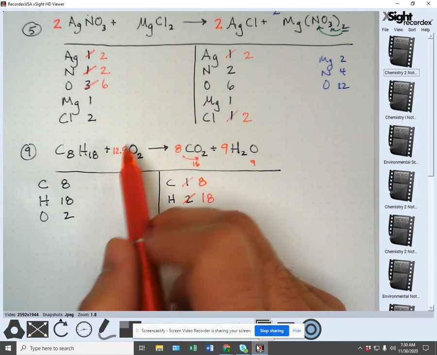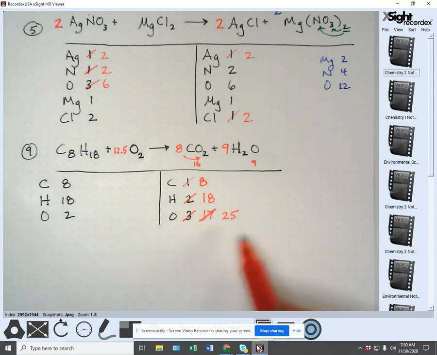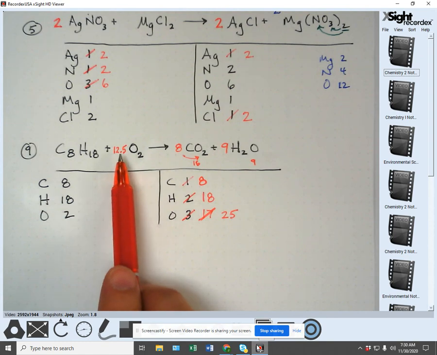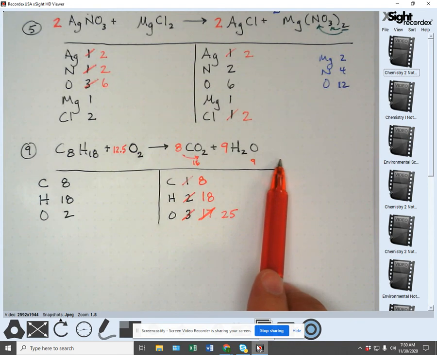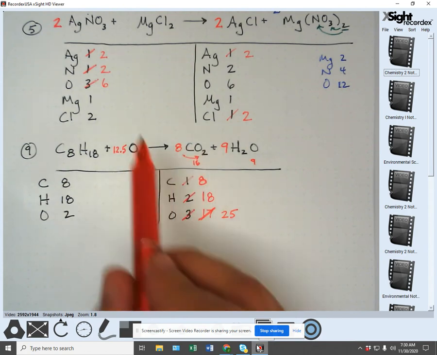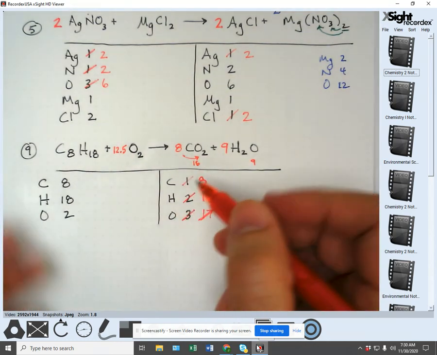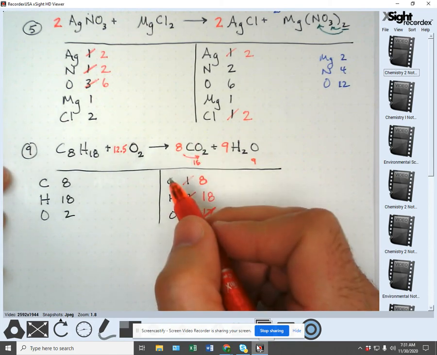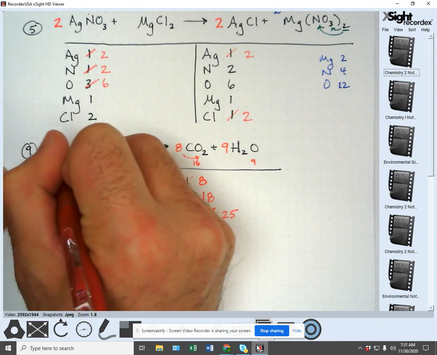Not in balancing. But here's a little trick. Instead of having to work your way back through the whole thing, oxygen is the only one that's not balanced, correct? So if we were able to put 12.5 here, that would balance everything because we would have 25 oxygen, 18 hydrogen, 8 carbon. Okay, but we can't put that. So it's 0.5, right? So the trick is if you double everything, if you double all your coefficients, okay, so this is a 1, so that'll be 2.